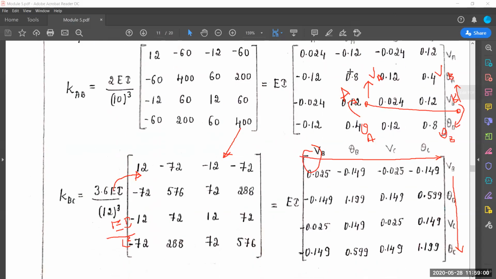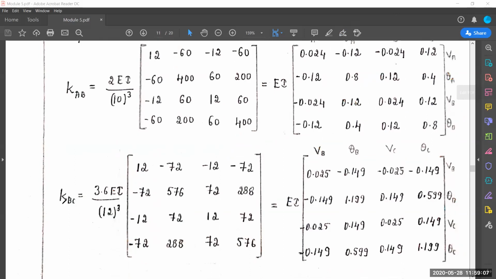Move on to the second span. KBC is my second span. For that, EI is different. Observe the problem carefully: 3.6 EI is given, and the span for BC is 12. Multiply this inside, and you are going to get all these values. Same order I have kept. Now I'll tell you how to do the merging.